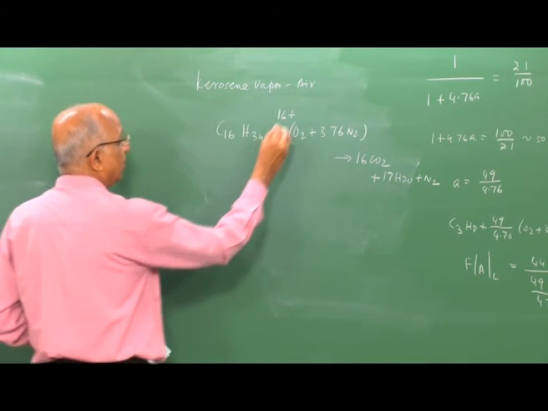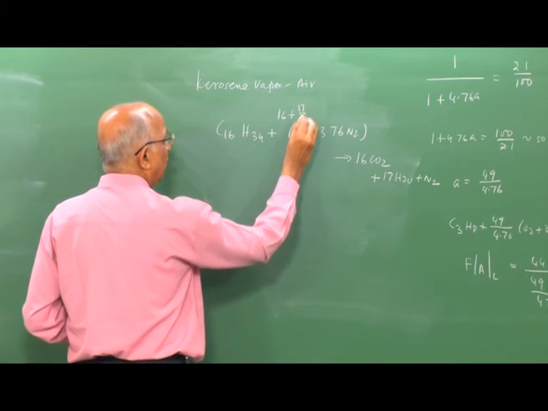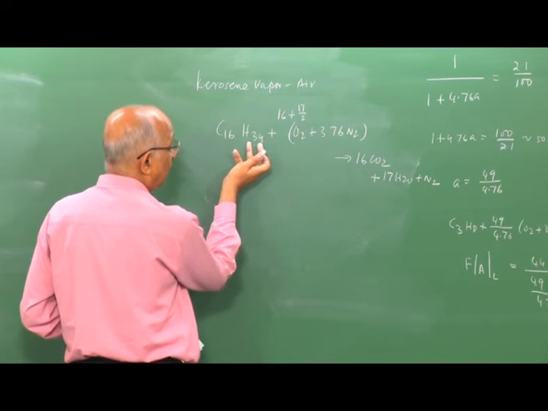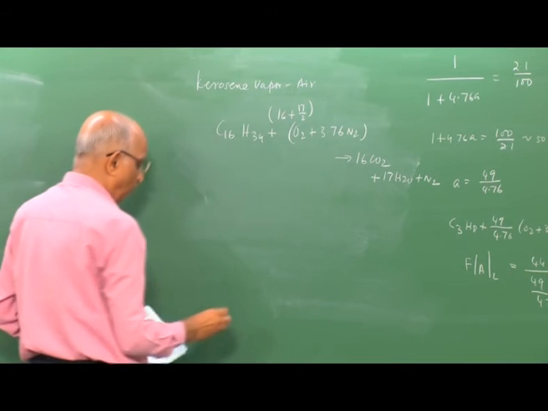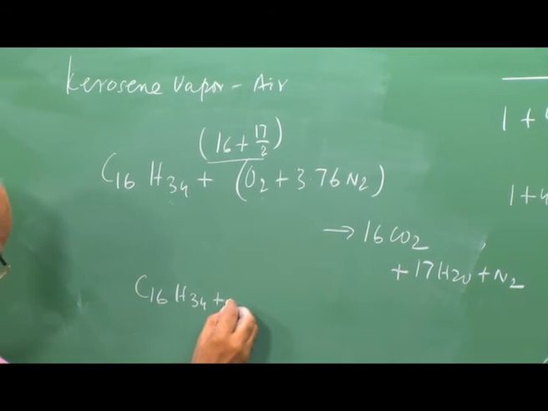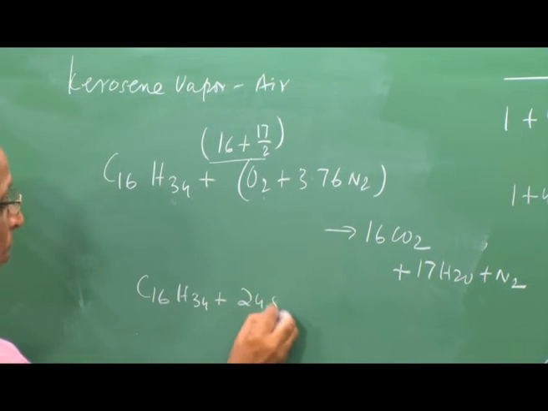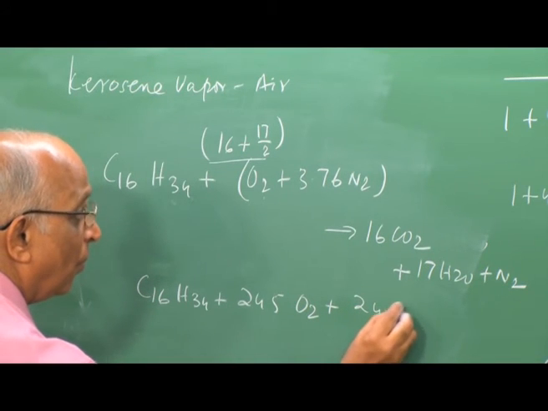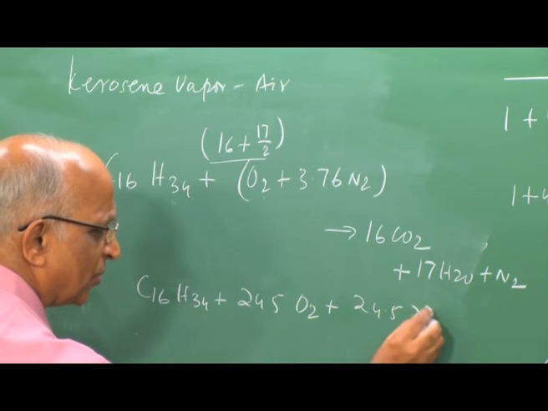Therefore, I have 16 plus 17 by 2 for the hydrogen over here. This is the total moles of oxygen which is available, and this comes out to be 24.5. That is C16H34 plus I have 24.5 of oxygen plus 24.5 into 3.76 of nitrogen.